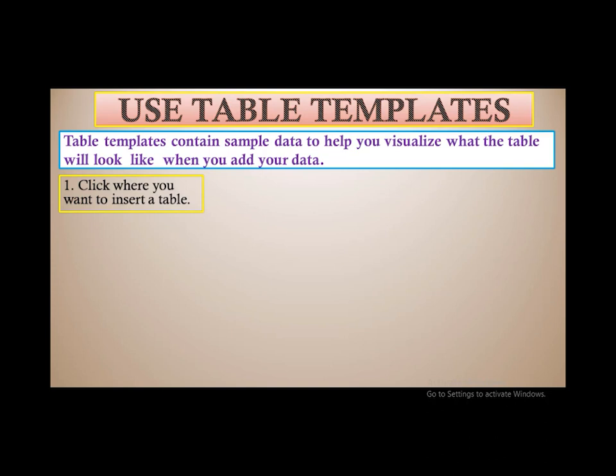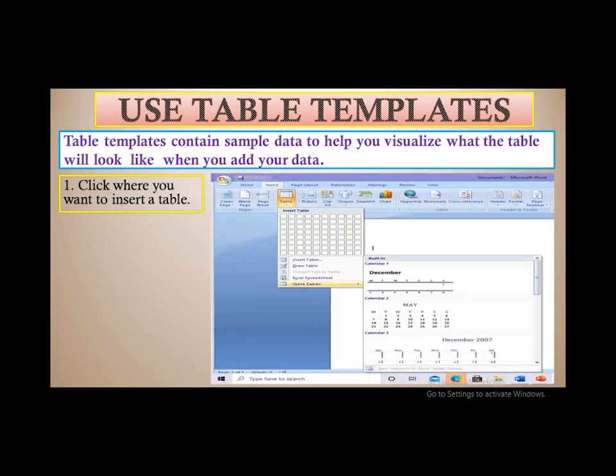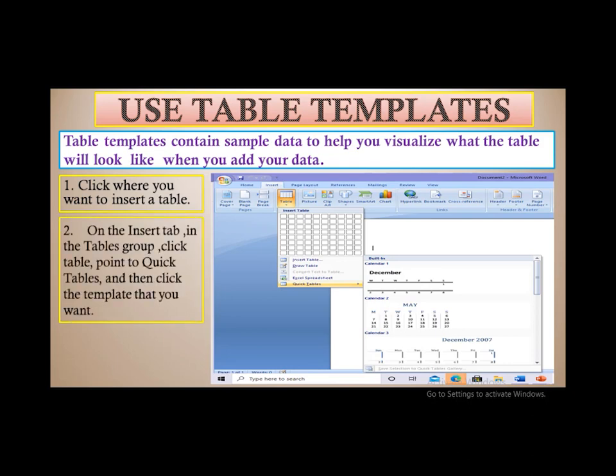The first step is click where you want to insert a table as shown in the figure. Second step, on the Insert tab in the Tables group, click Table, point to Quick Tables and then click the template that you want. Third step is replace the data in the template with the data that you want.